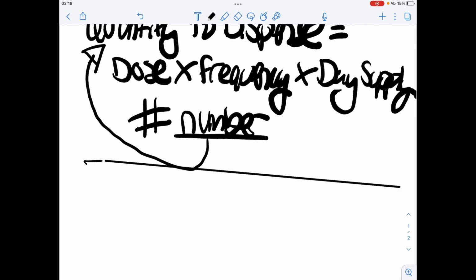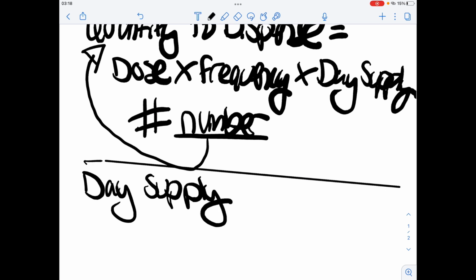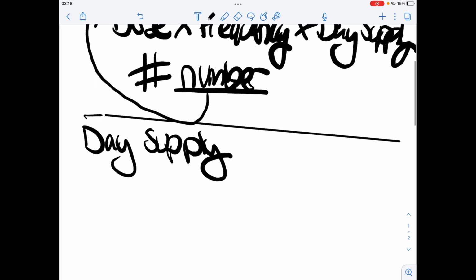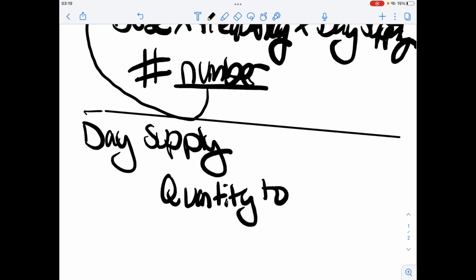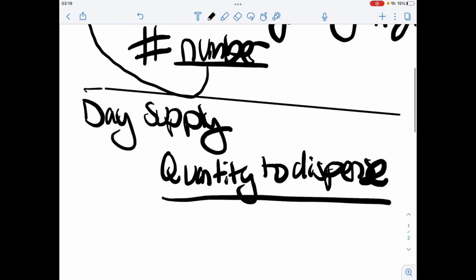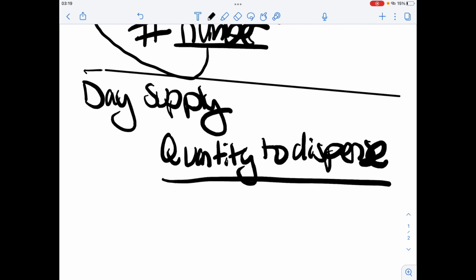Moving on. The next equation will be for the day supply. This is shown as the quantity to dispense over amount taken per day.